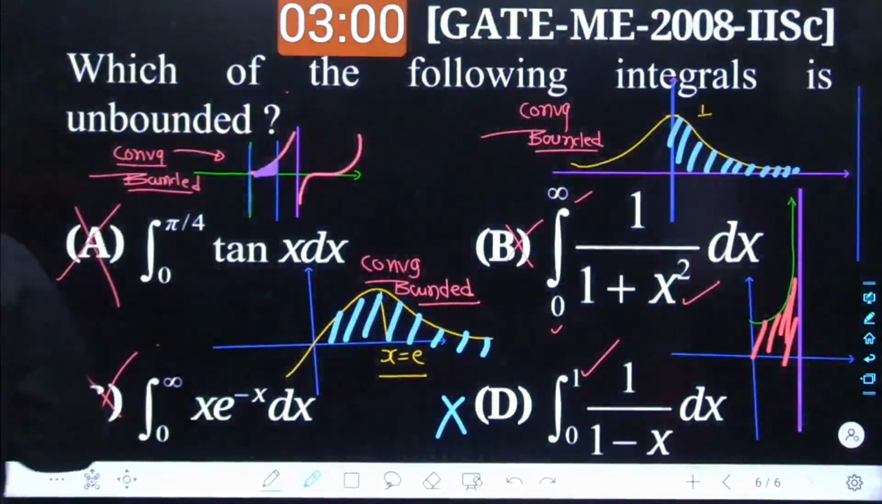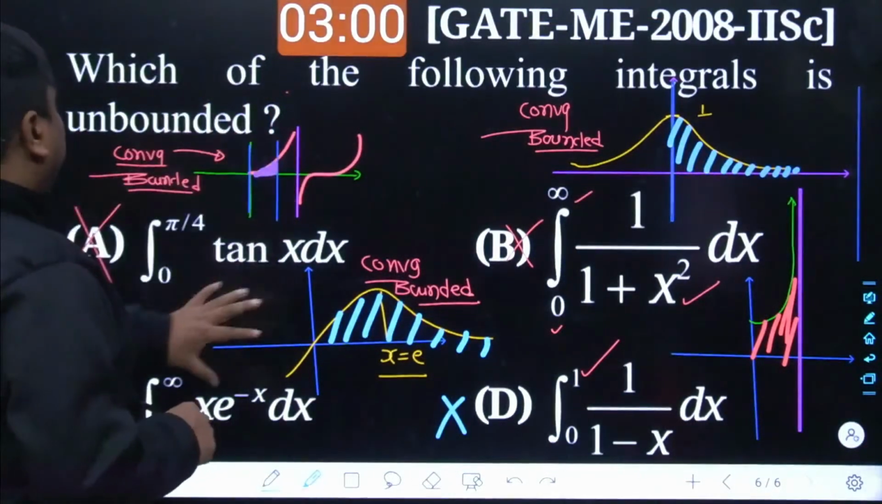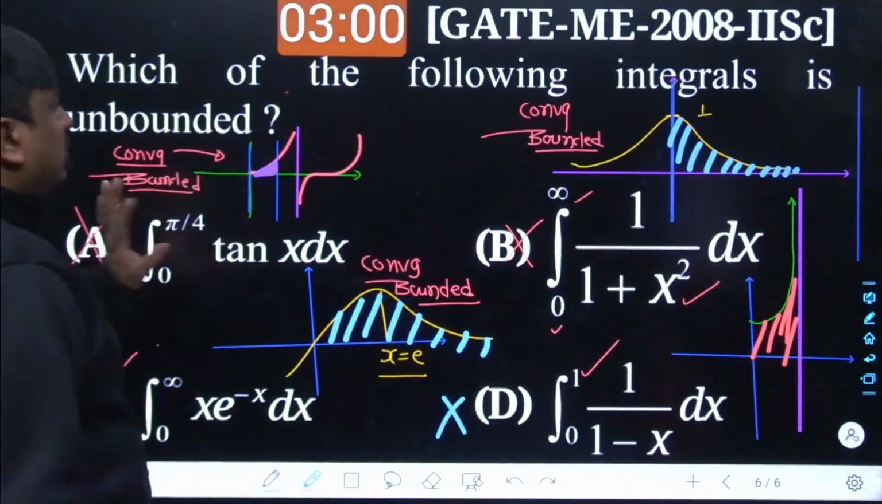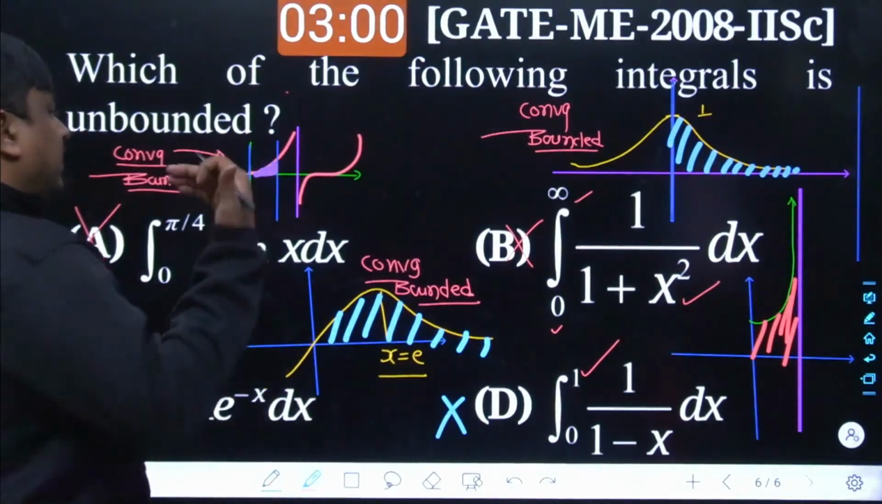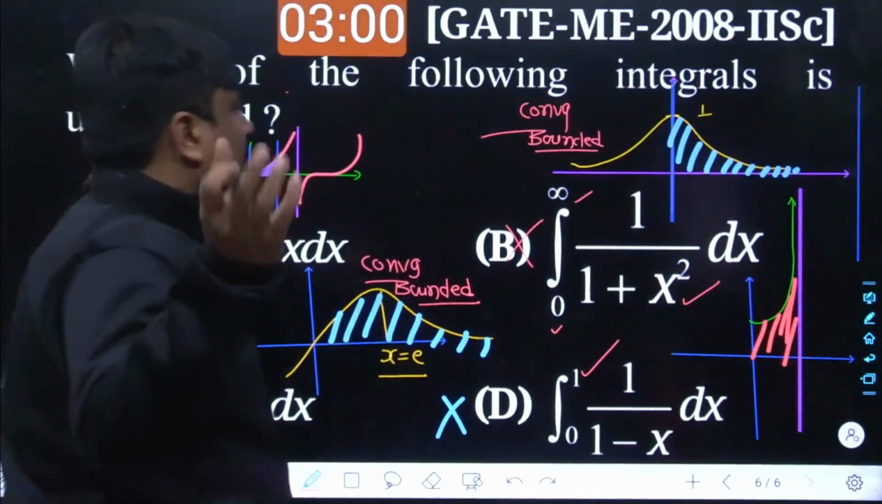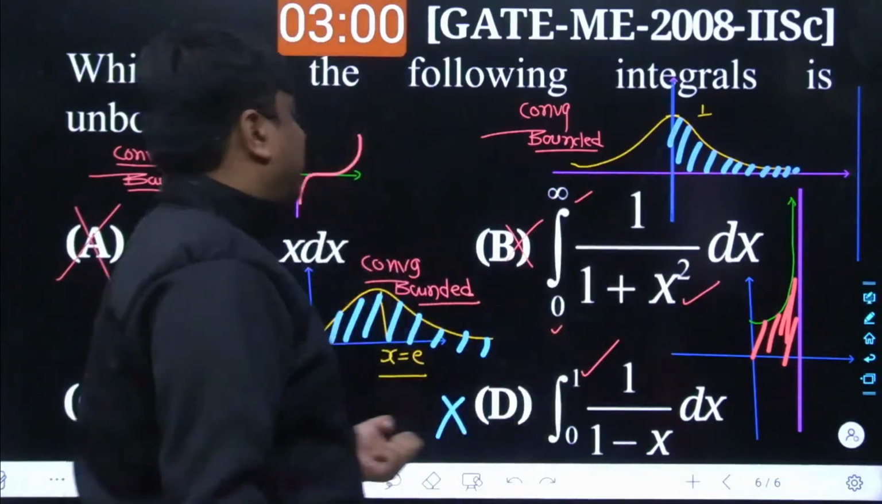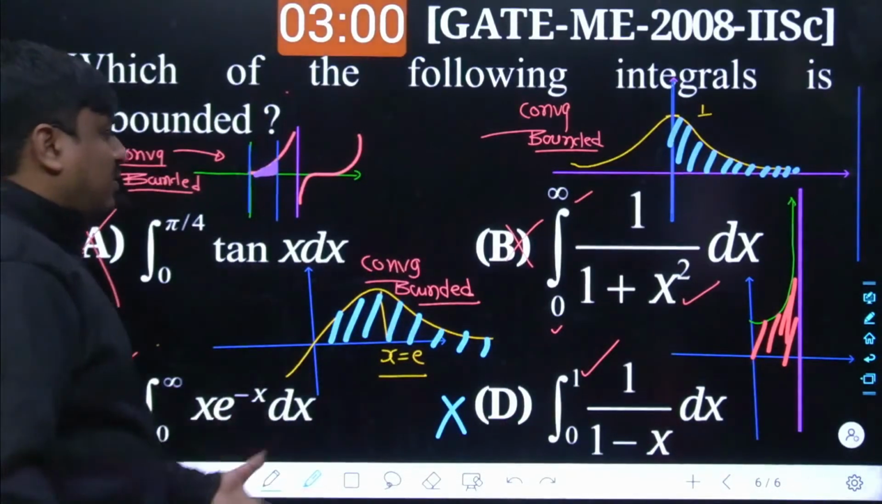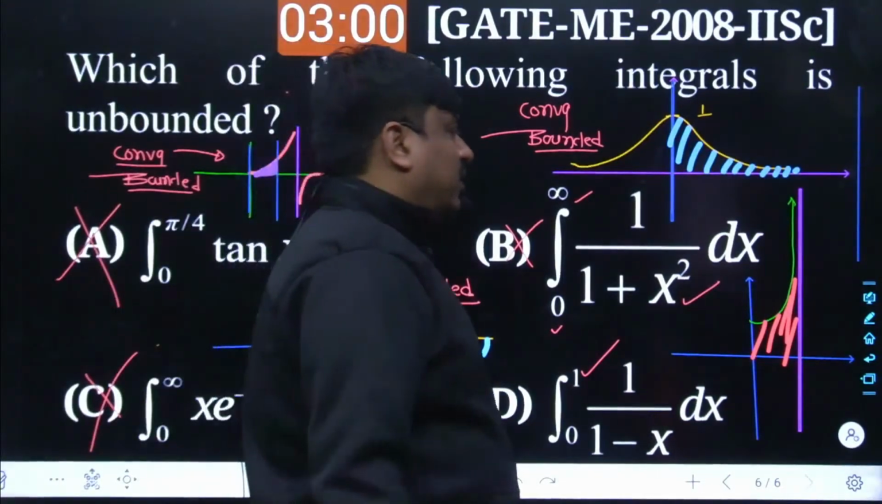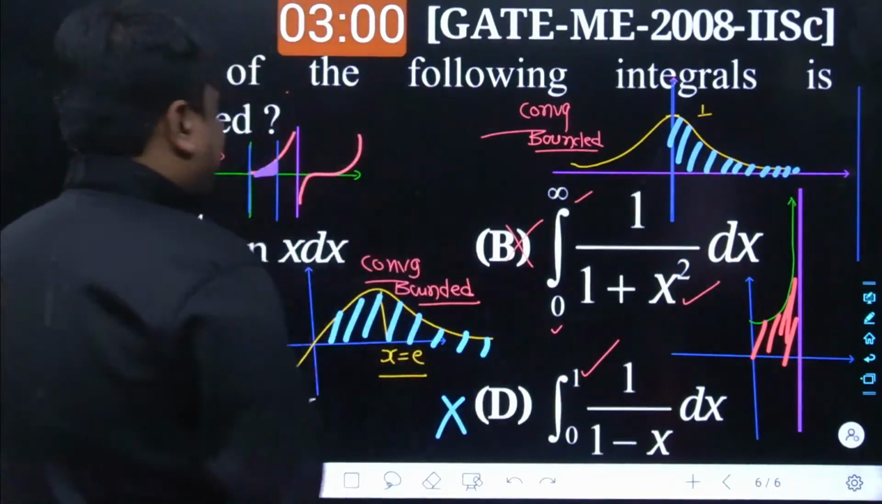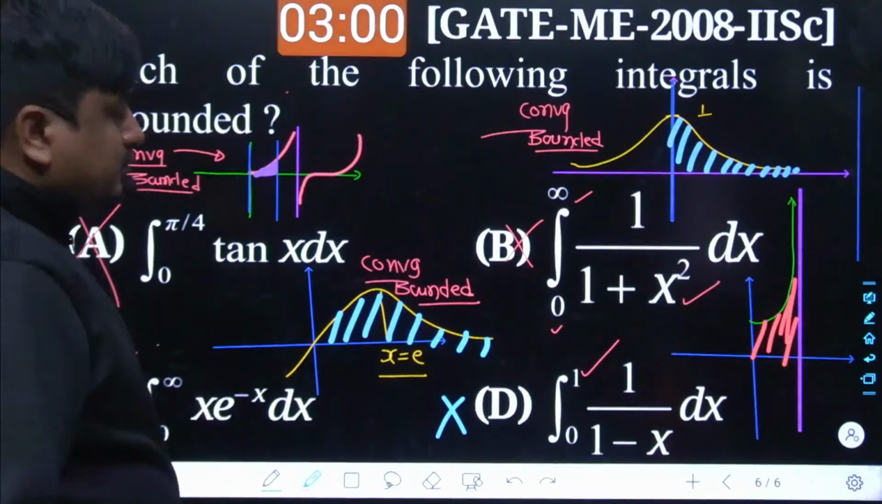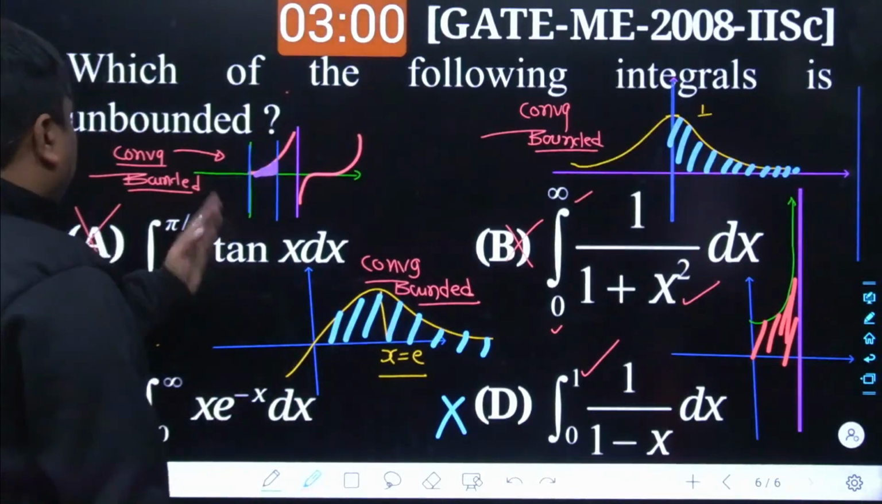Agreed? So probably this problem must have been clear to all of us. If we say A, B, C and D, A considers a finite value of area, B considers a finite value of area, C considers a finite value, and D considers an infinite value. So obviously, apart from D, all of them are bounded. So D has been the best answer. If you want, I can draw this.